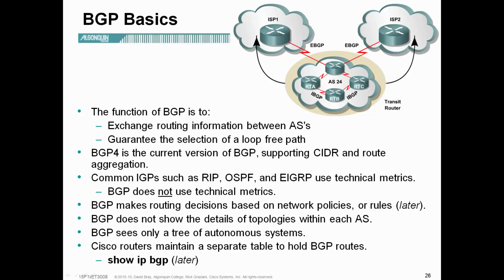BGP does not show the details of the topology within each AS. It simply sees a tree of these ASs, and each route then will show you, as I said before, which ASs must be hopped through in order to get to the destination. The paths that are held in BGP on each router can be seen on a Cisco router with the show IP BGP command, and we'll look at that much closer later on.